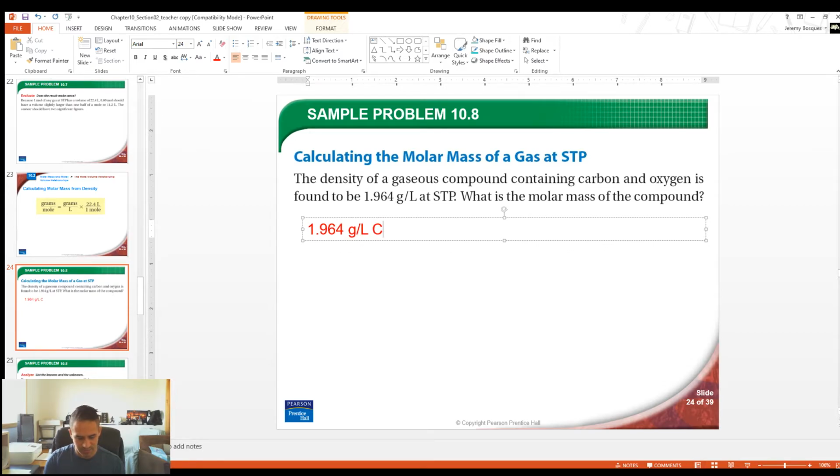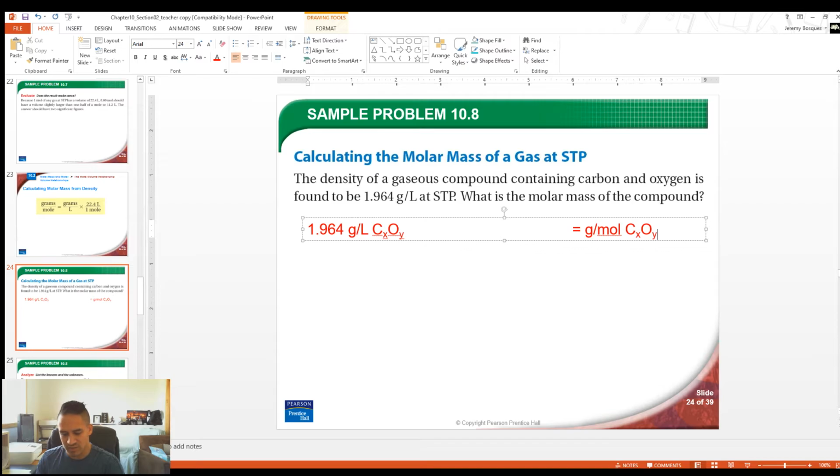Again, it's some mystery compound, so it has a chemical formula like CxOy. We don't know what the numbers are, and they want us to find the molar mass. So we need to get an answer in grams per mole, because that's what molar mass is. This problem seems challenging because we go, well, what do we even do? What am I supposed to start with? They're only giving me one number.